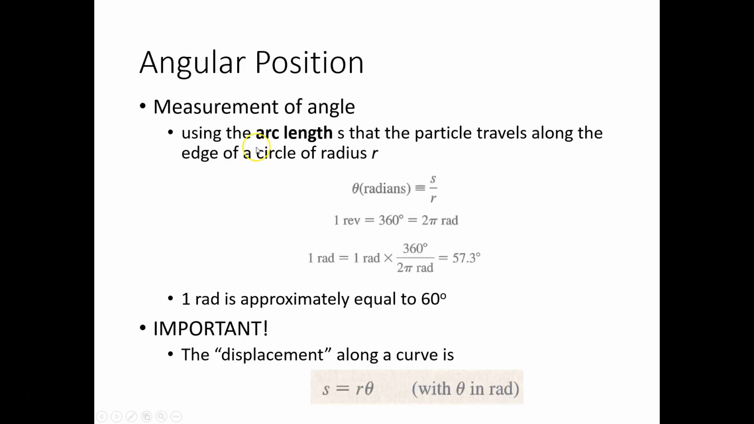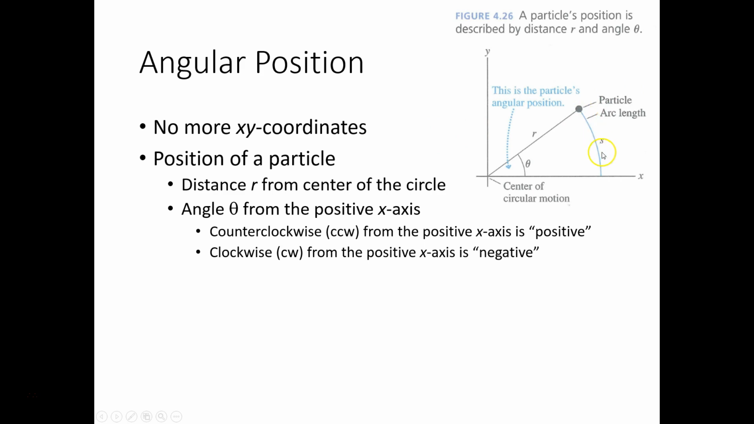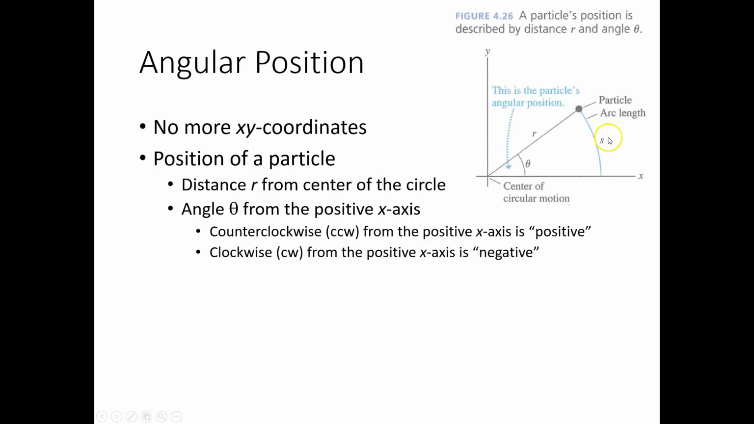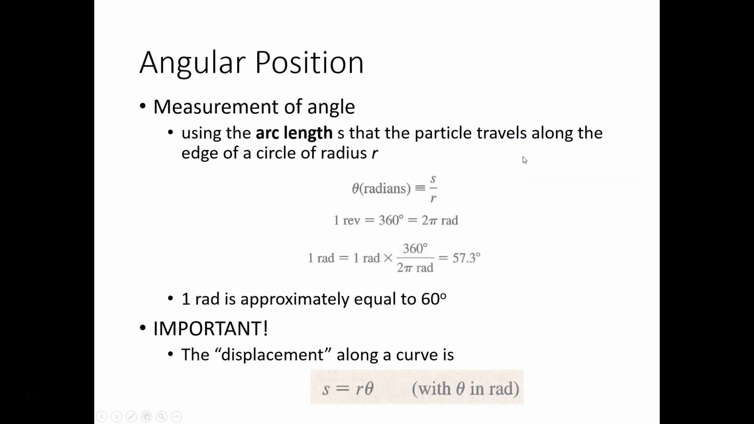The next part is the measure of an angle. So we can use the arc length. The arc length basically is just this distance that you see here, s, and we can use that arc length s that the particle travels through on the edge of a circle with a radius r, and we know that the angle in radians, so we're going to use radians now, is approximately equal to s divided by r. So if we go back up, here's our s and our r. If we know both of those values, we can divide the two, and that will give us our angle.